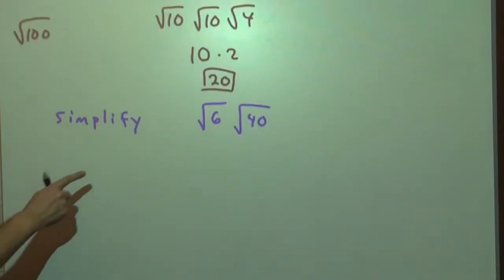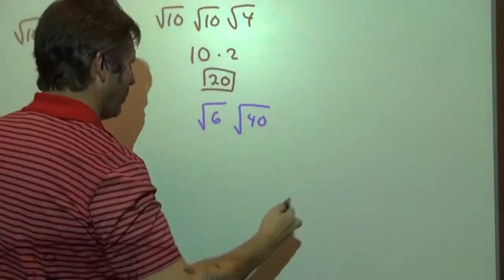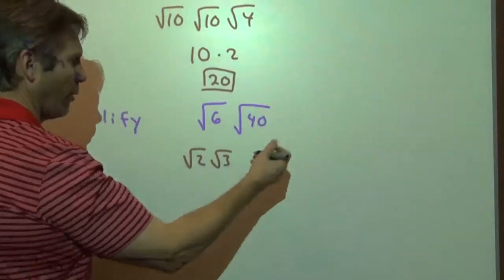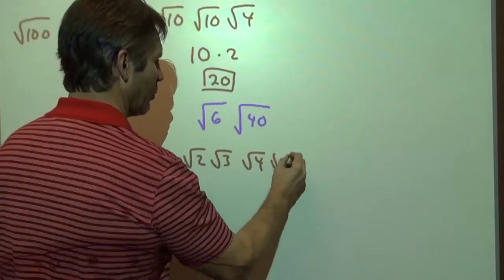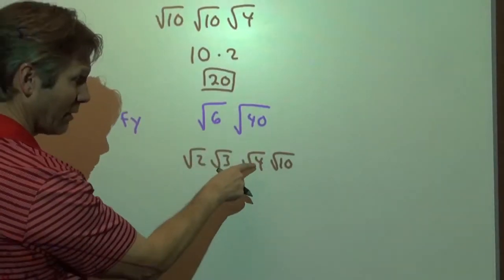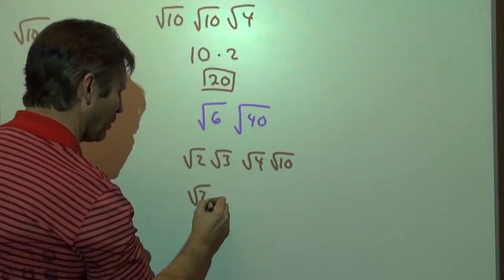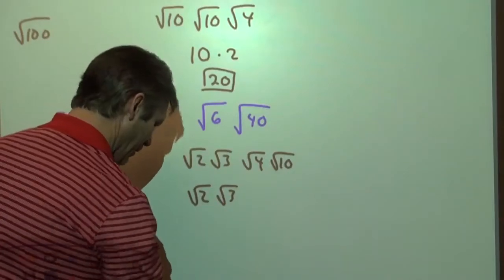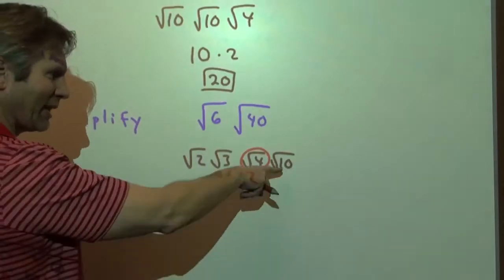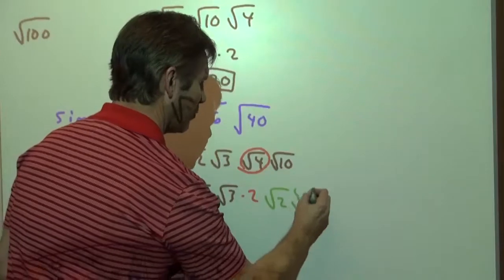Now when we get to something like this, it's not as nice. 6 doesn't go into 40, so you know what? Let's break them both down. 6 is going to become radical 2 times radical 3. 40 we could write as radical 4 times radical 10. These two are as simple as we can get. This guy's not. Radical 4 can become 2. So we have radical 2 times radical 3. This radical 4 right here just became a 2, so times 2. And then let's rewrite radical 10 as the product of radical 2 times radical 5.